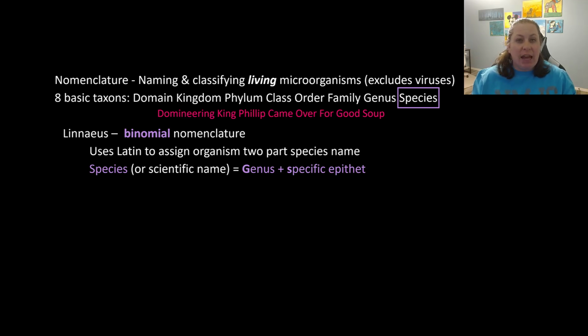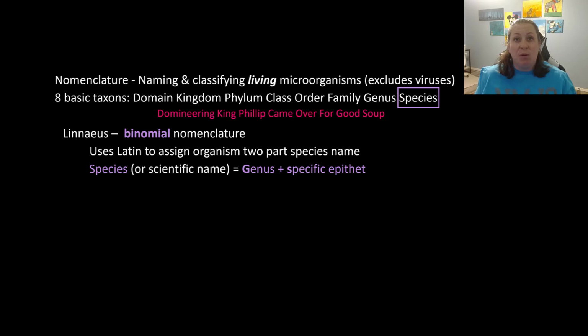The species name is also known as the scientific name of the organism, and it's always the genus plus what we call a specific epithet. The genus is always capitalized, like you see here, and the specific epithet is not. This is important because it's a two-name system. So here's an example.